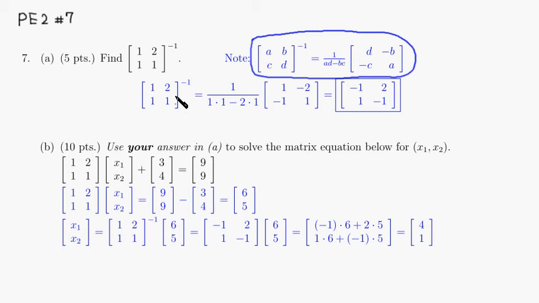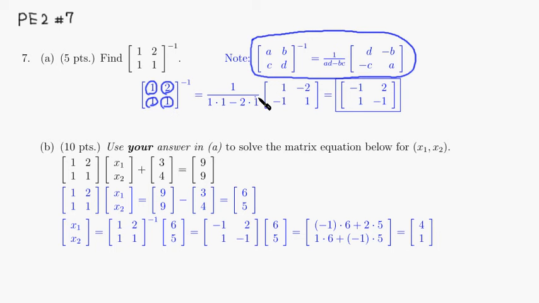We want to find the inverse matrix of [1, 2; 1, 1]. So 1 over, I'm just following the formula, A times D minus B times C. That's why you have 1 times 1 minus 2 times 1. Then what you do is switch A and D.